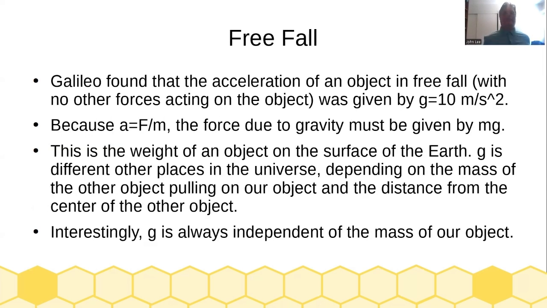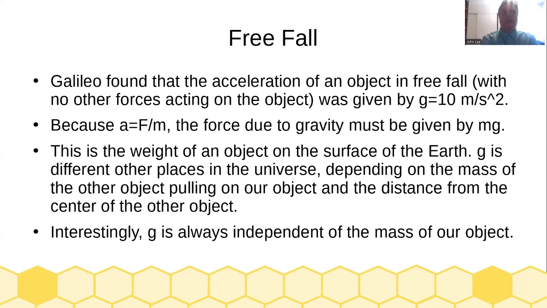Let's go back to the idea of free fall. Galileo found that the acceleration of an object in free fall with no other forces acting on it was given by g equals 10 meters per second squared. Because a equals the net force divided by m, the force due to gravity must be given by mg. This is the weight of an object on the surface of the Earth. g is different other places in the universe depending on the mass of the object pulling on our object and the distance from the center of the other object. But interestingly, little g is always independent of the mass of our object.